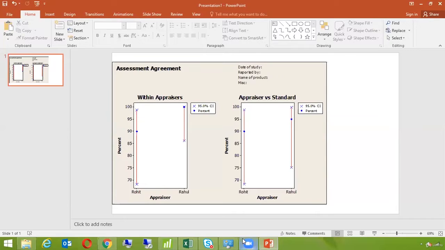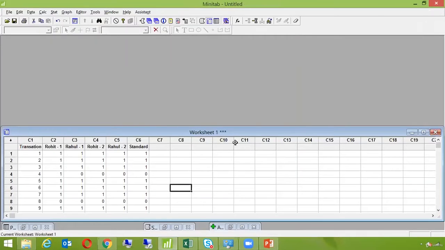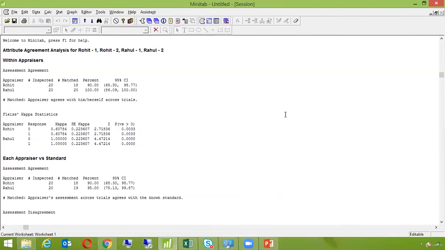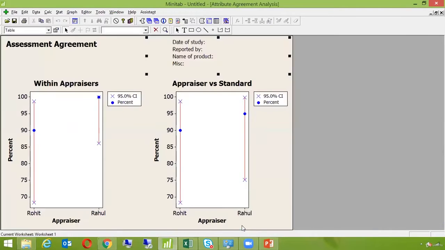Simarpreet, I have a question on this attribute agreement analysis. We are measuring the appraisers' readings, but how do we know that the equipment is calibrated or not?